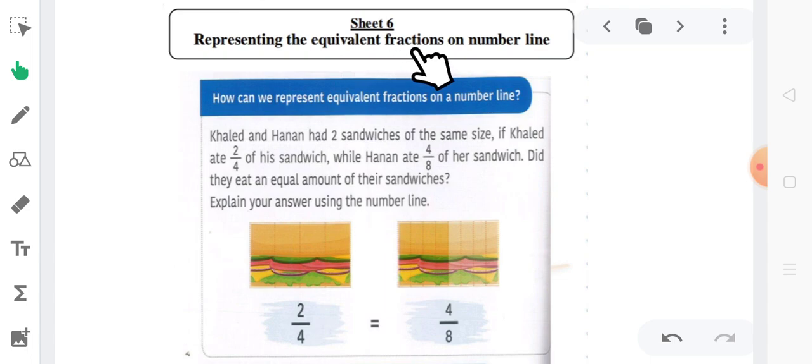Representing the equivalent fraction on the number line. Okay, I'm gonna study how we can represent equivalent fractions on the number line. Look at this example. Khalid and Hanan had 2 sandwiches of the same size. If Khalid ate 2/4 of his sandwich, while Hanan ate 4/8 of her sandwich, did they eat an equal amount of their sandwich? Explain your answer using the number line. Okay, let's see here.